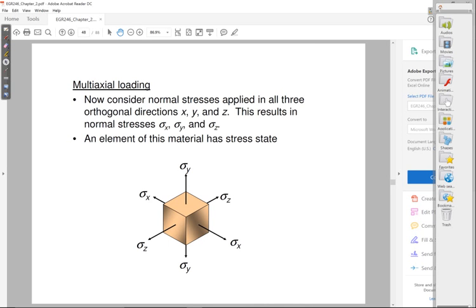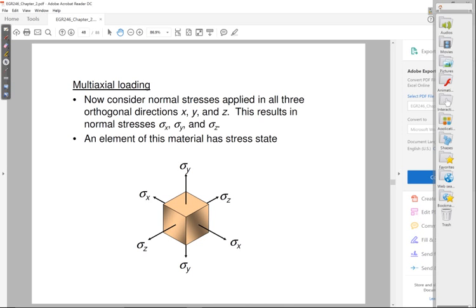Now it's very hard to imagine what's going to happen, because if you take a look at this, when you stretch it in the x direction, it wants to shrink in the y and z directions. Yet, we're also trying to directly stretch it in the y direction, which is going to try to cause it to shrink in the x and z directions. And then finally, we're stretching it in the z direction in this figure, which means it's trying to contract in the x and y directions.